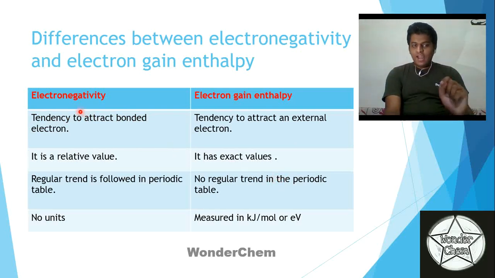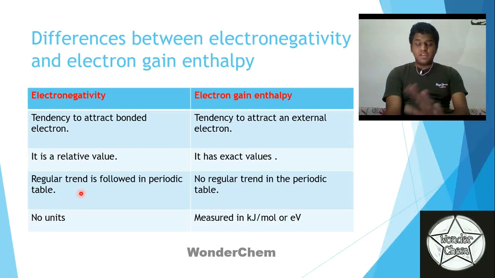Now, electronegativity is the tendency to attract bonded electrons. So electronegativity is in a bond, whereas electron gain enthalpy is the tendency to attract an external electron which is not belonging to the particular atom. Next, electronegativity is a relative value. We saw the example of H2O and OF2. Remember, electronegativity is a relative value, whereas electron gain enthalpy is exact. When I say fluorine has an electron gain enthalpy of minus 333 kilojoule per mole, that is exact. There is no variation in that.